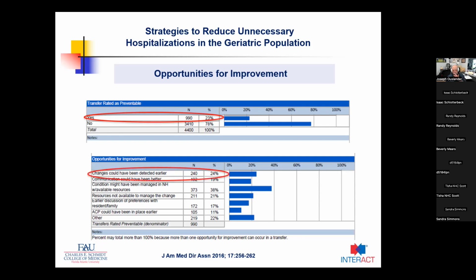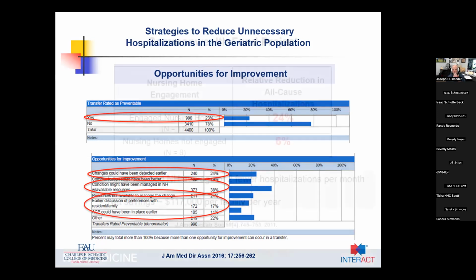Why? For a quarter of them, changes could have been detected earlier. For 40%, the conditions could have been managed with available resources. These are not mutually exclusive, so they don't add up to 100. And 28%, close to a third, were related to advanced care planning. It was very interesting to look at these data, and it reinforced what we were trying to focus on in the program.